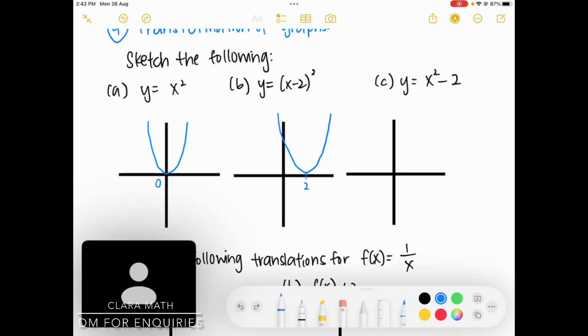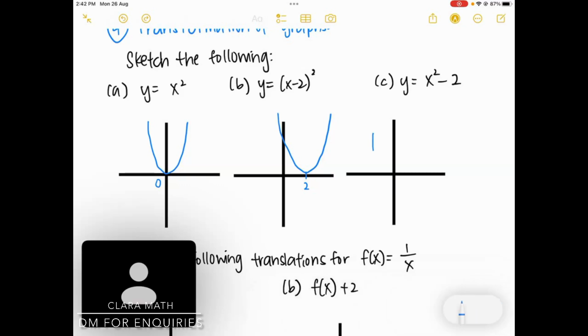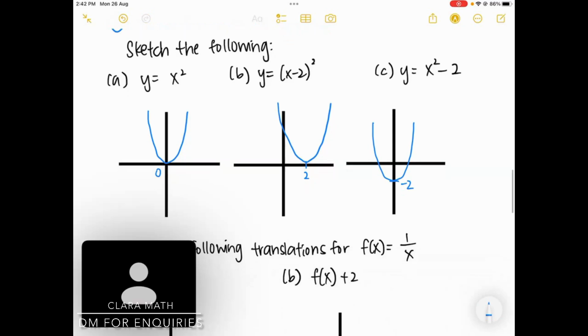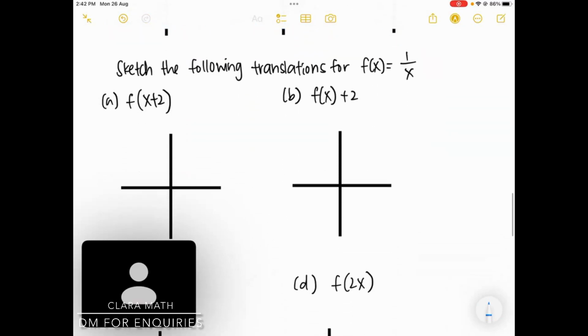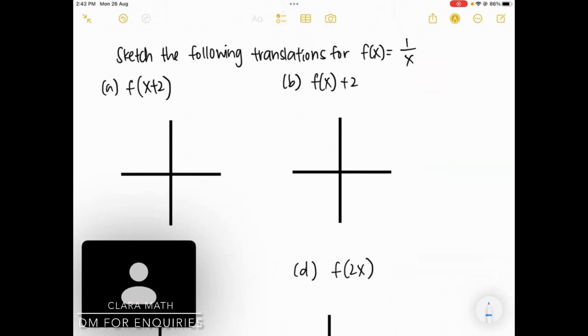So this one we take it directly. If they give you minus 2, you go down 2. So from the part A, that kind of x squared curve, you're going to have to go down by 2. So you're going to cut at minus 2, okay? So these are all going up, down, left, right. They are translations.